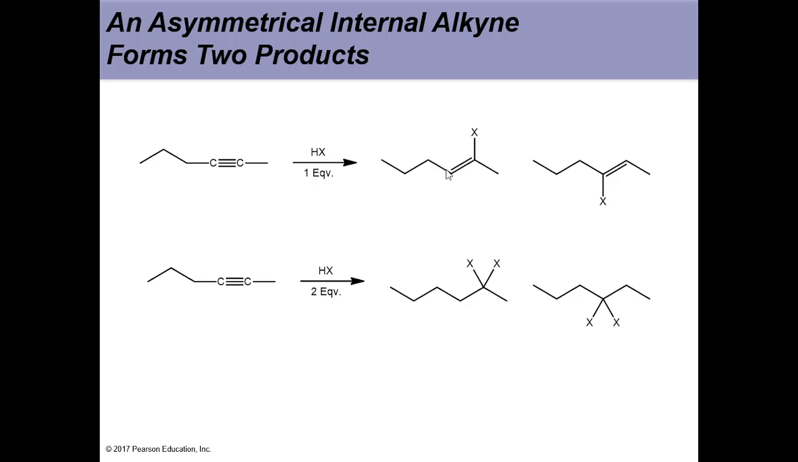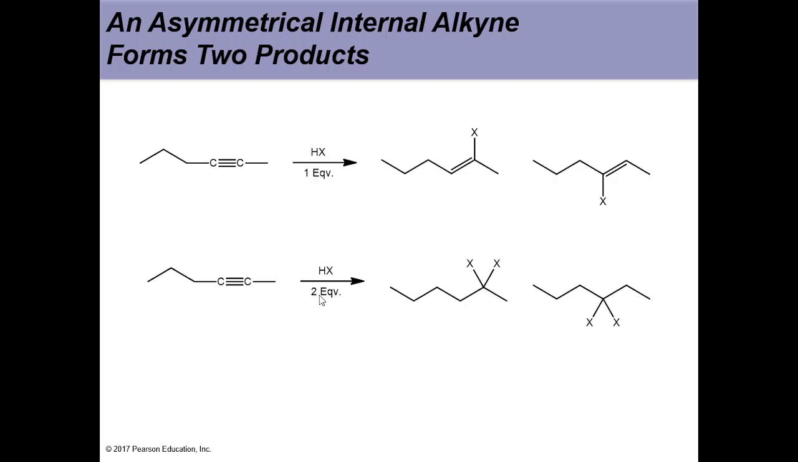So with the first addition product on the left, when the second addition happens, the halide will prefer to add to the carbon with more substituents, and the hydrogen will be added to the carbon with fewer substituents. Therefore, you're going to form a geminal halide with both halides on the same carbon. The other product will be the same.